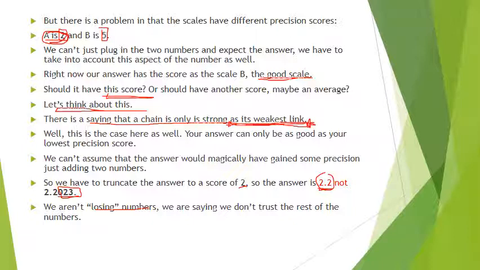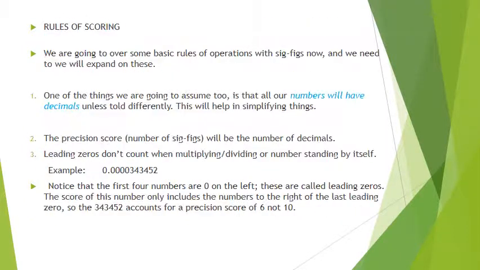That's because of our scales. So let's come up with some rules of scoring, and then we'll talk more about this, adding and subtracting and so forth. So we're going to go over the basic rules of sig figs now, and we need to expand on these. One of the things that we're going to do now is that all of our numbers right now are going to have decimals. They will, even if you have to force a decimal on it, okay?